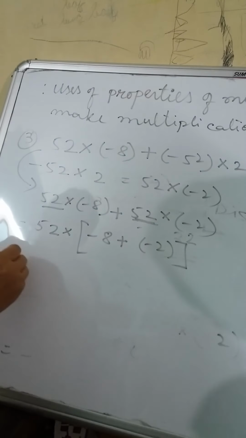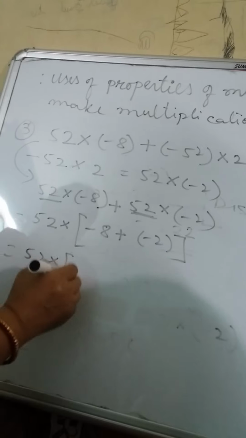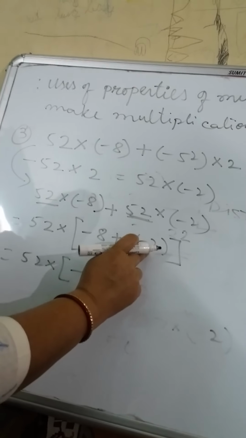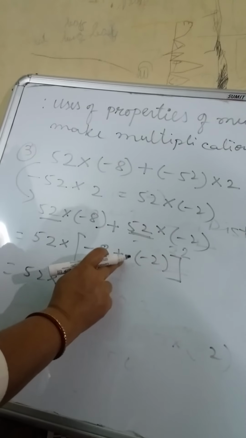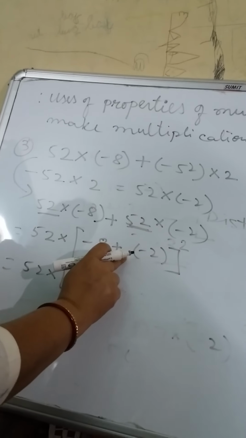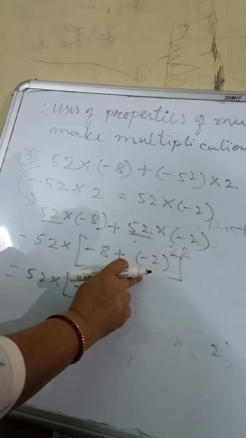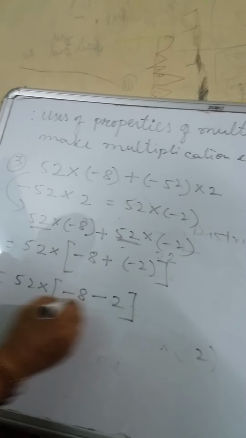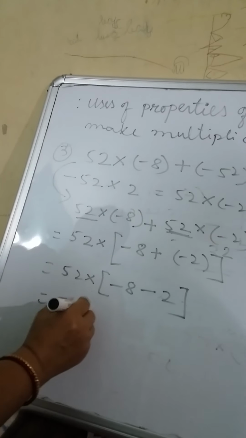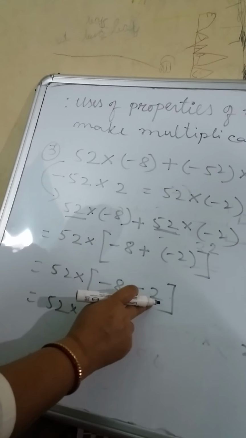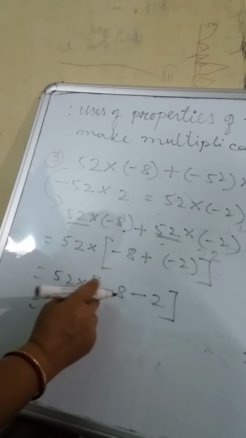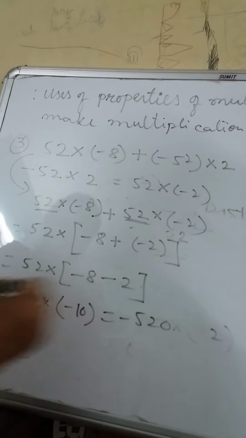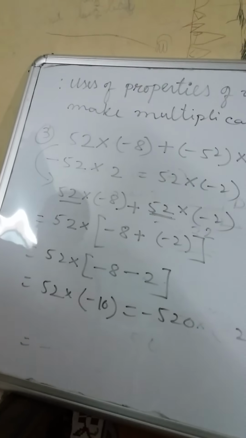So 52 into minus 8 plus minus 2. When two signs are separated by a bracket, that means you have to multiply. Plus minus is minus. Okay. So here both signs are the same, so you have to add. 8 plus 2 is 10, and the sign is minus. So your answer is minus 520.